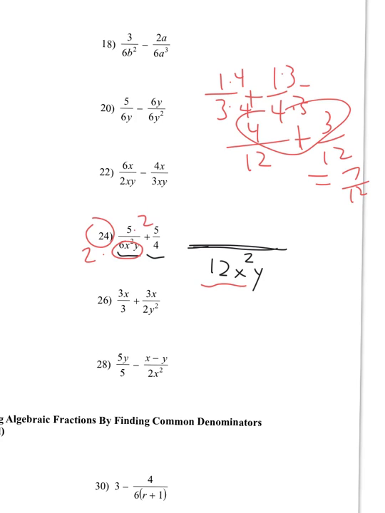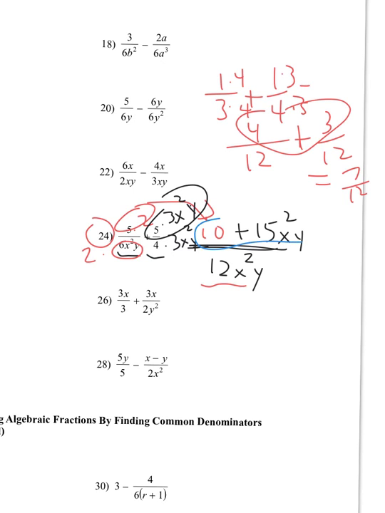So I take the 5 on top times 2. So 5 times 2 is 10. Over here, what do I multiply 4 by to get 12x squared y? Well, 3x squared y. So I need to take the top times 3x squared y. So 5 times 3x squared y is 15x squared y. So I end up having a binomial on the top of 10 plus 15x squared y over this.